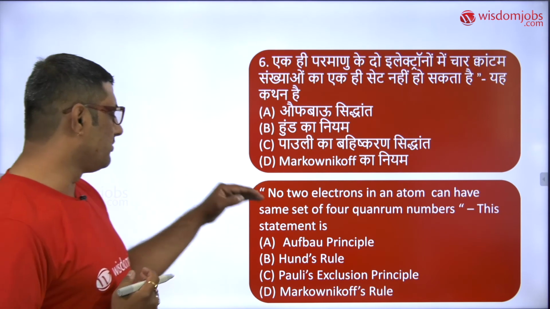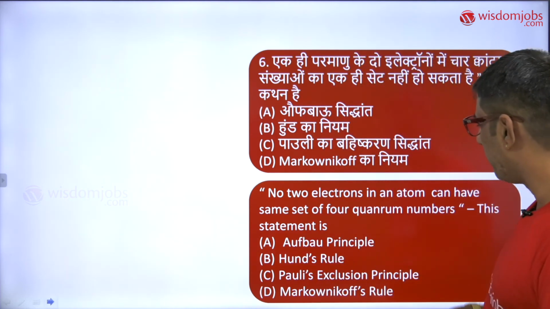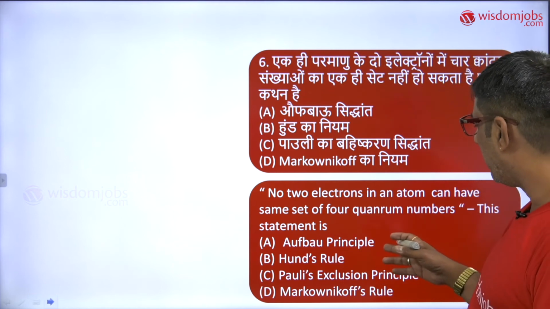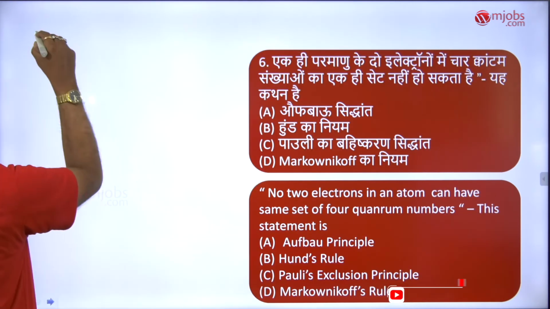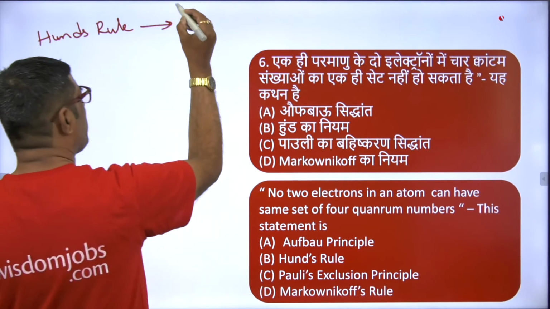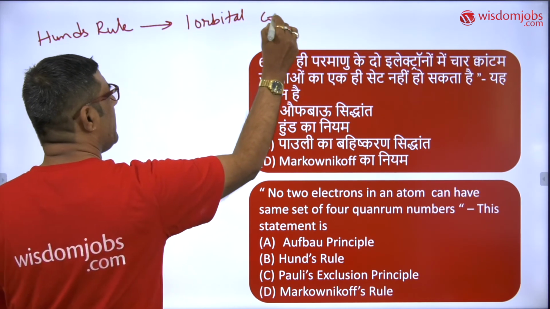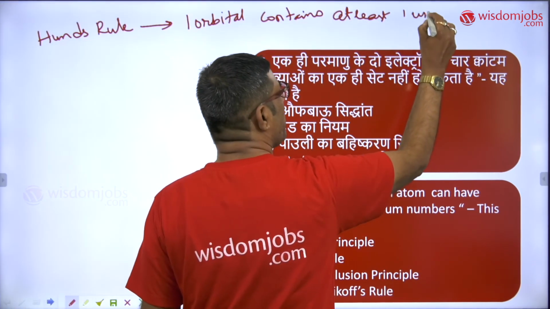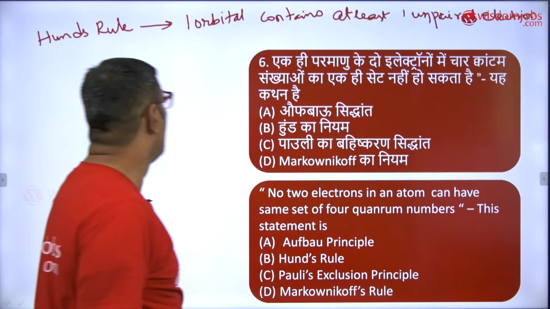Now let us study what are the 4 options here. Okay, the first option is Aufbau principle. The second option is Hund's rule, and the third option is Pauli's exclusion principle. Now if you see the Hund's rule, in the Hund's rule, pairing of electrons will take place only if one orbital contains at least one electron or one unpaired electron, to be frank. Okay, so this is the Hund's rule.